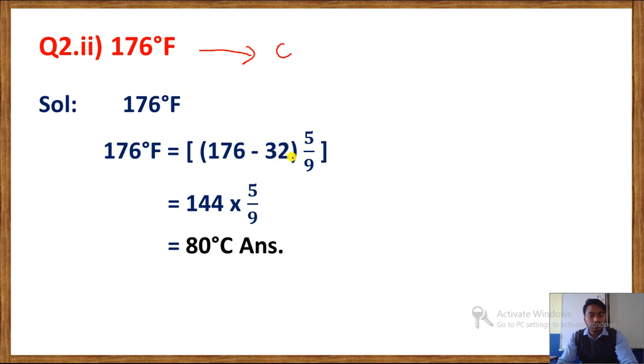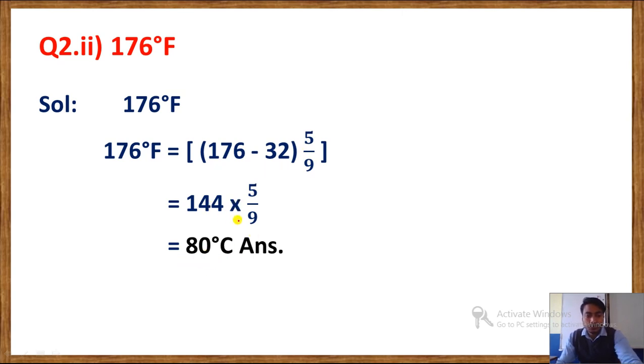Then small bracket close. Now we have to multiply according to point number 2. We have to multiply by 5 by 9. Here you can give the multiplication sign. Now when we subtract 32 from 176, we'll get 144, and this result we have to multiply by 5 by 9. When we multiply, we'll get 80 degree Celsius.